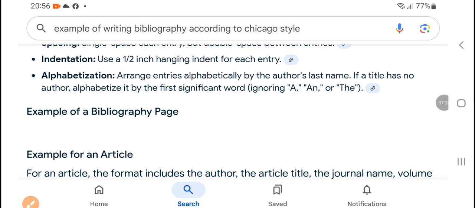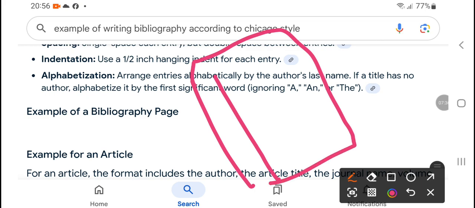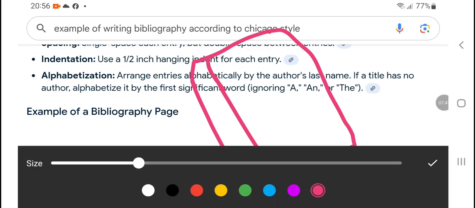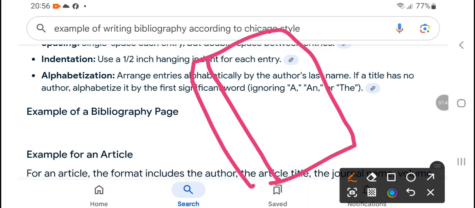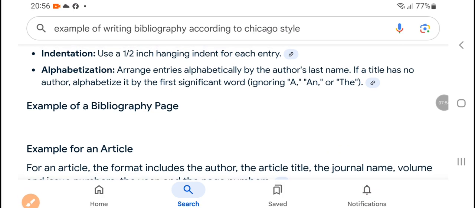Indentation: use a half-inch hanging indent for each entry. We have seen that this is a page, and this is the margin. A hanging indent means the first line starts from the margin and the second, third, fourth lines start from here. This is how it will look. That is the hanging indent for each entry.